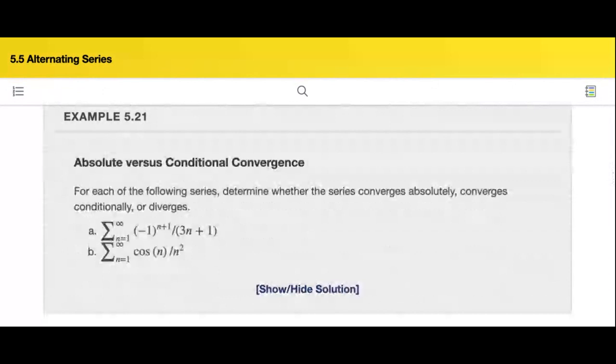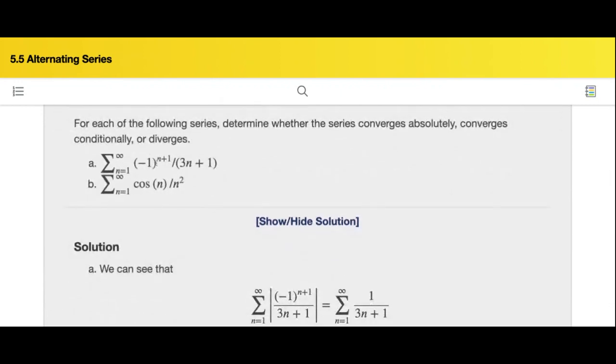So absolute versus conditional convergence. For each of the following series, all right, let's try that. So A will have (-1) raised to n plus 1, so the first term is positive, over 3n plus 1. B will have cosine n over n squared.